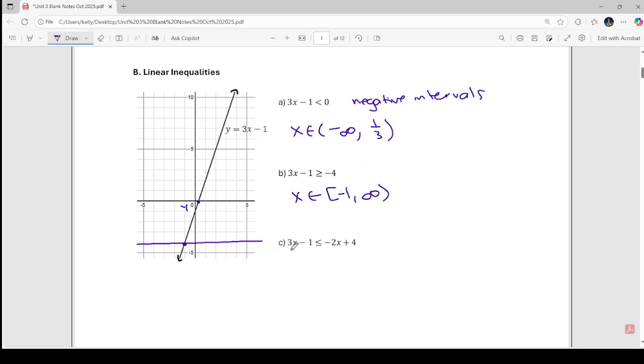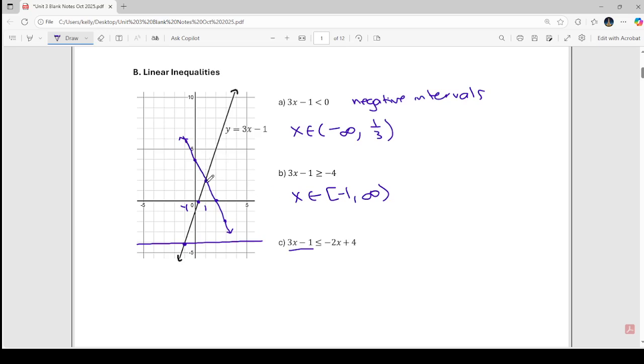So now we are comparing this line with another line. Let's graph this line, y equals minus 2x plus 4. So intercept at 4, slope of negative a half. Use a ruler. Okay, so we can see these two lines intersect when x is 1. And when is this line, 3x minus 1, less than the line on the right?